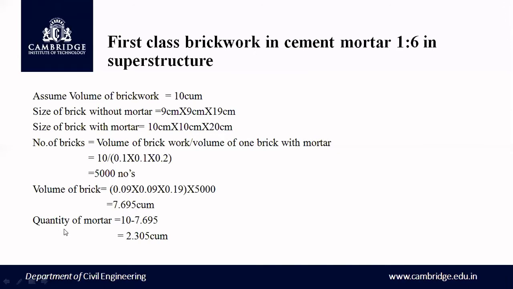Next step, calculation of quantity of mortar. Quantity of mortar is equal to the wet volume of the brickwork, that is 10 cubic meter, minus the volume of brick. Volume of brick is 7.695, from the previous calculation. So by calculating this, 10 minus 7.695, we'll get 2.305 cubic meter.